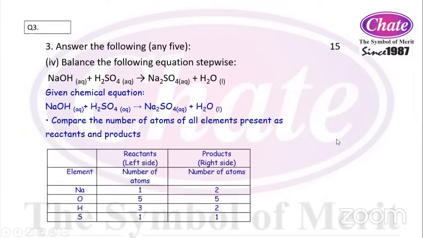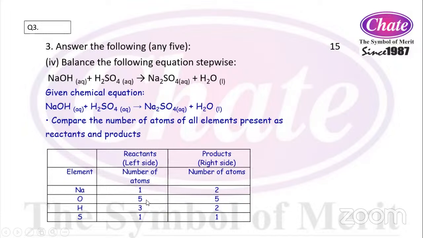So you can see the table like this. So here what you are going to write down, reactants, which is from the left side, and products, which is from the right side. Okay, here you can see that these are the reactants and these are the products. Now the elements, sodium, oxygen, hydrogen, sulfur. These are the elements. And reactants from the left side. That means you have to just count how many sodiums are on the reactant side. Then how many sodium are on the product side. So you can see here, 1 sodium, 2 sodium.